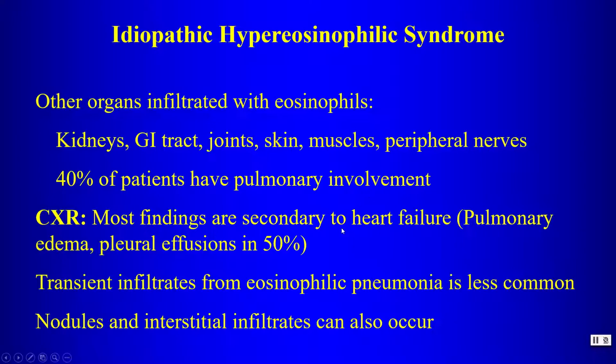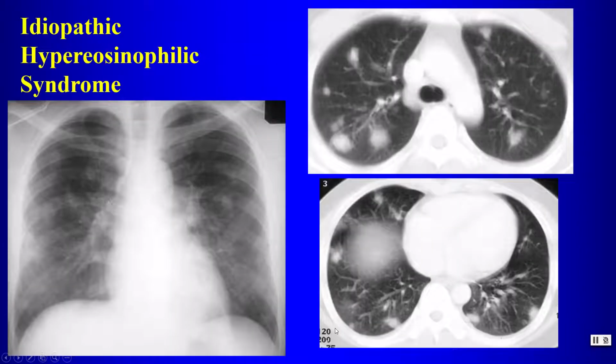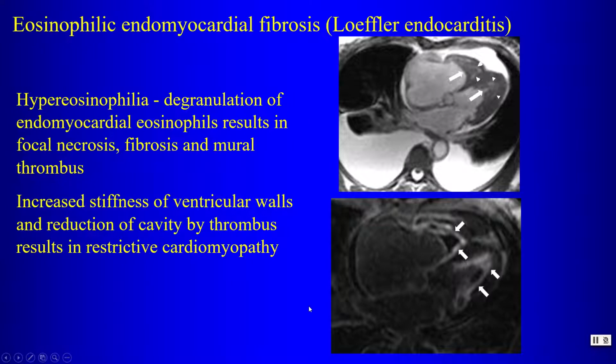These patients can develop nodules, so sometimes these nodules might have ground glass halos here. So it's a very unusual disease, but idiopathic hypereosinophilic syndrome might also be associated with this finding of nodular opacities with ground glass halos. Now, all patients with elevated eosinophils might develop endomyocardial fibrosis, or so-called Loeffler's endocarditis.